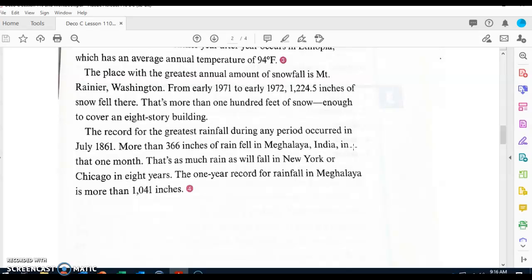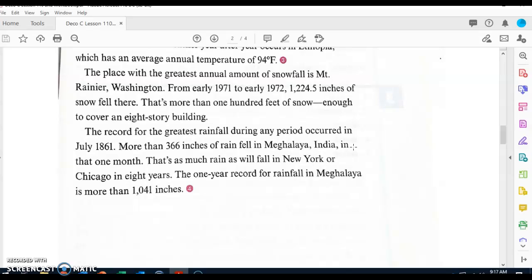Let's continue. The place with the greatest annual amount of snowfall is Mount Rainier, Washington. From early 1971 to early 1972, 1,224.5 inches of snow fell there. That's more than 100 feet of snow, enough to cover an 8-story building. The record for the greatest rainfall during any period occurred in July 1861. More than 366 inches of rain fell in Meghalaya, India in that 1 month. That's as much rain as will fall in New York or Chicago in 8 years. The 1-year record for rainfall in Meghalaya is more than 1,041 inches.